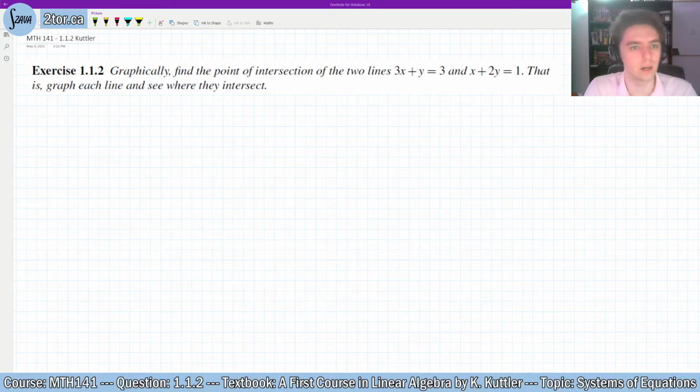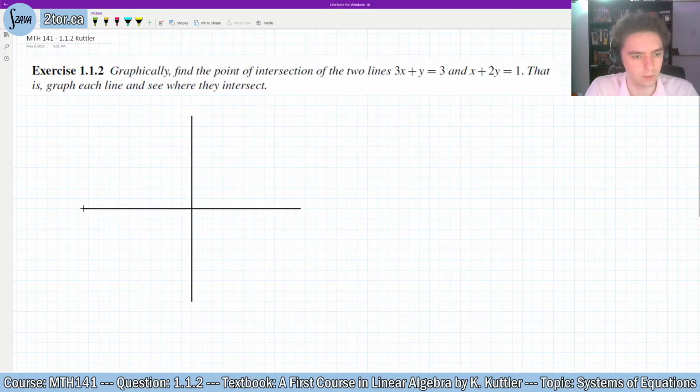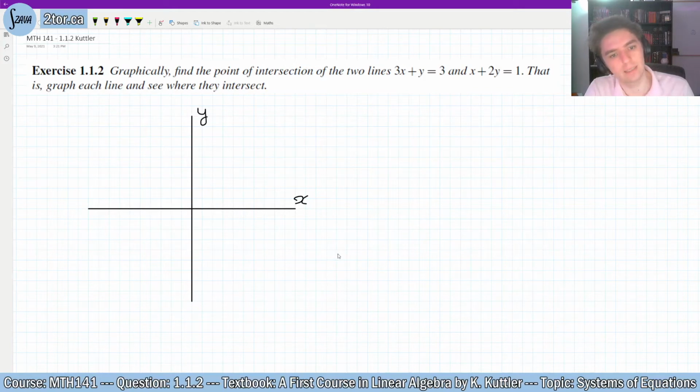So let's get started. I'm going to put my axes on the screen. There we go. This is, of course, our x-axis. This is our y-axis. And so now let's start graphing. Again, the easiest thing to do to graph these is to put them in slope-intercept form first and then graph, because it's sort of hard to tell what the line would look like just by looking at this.